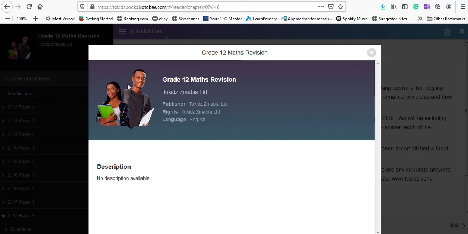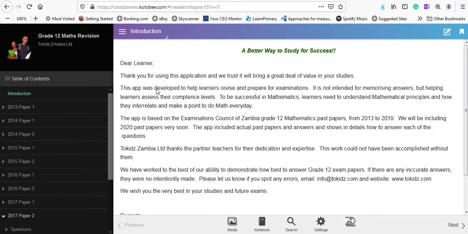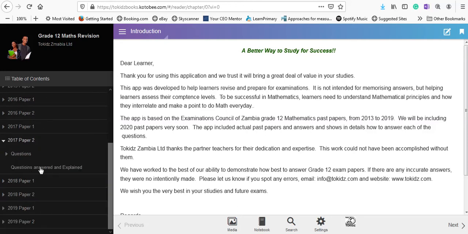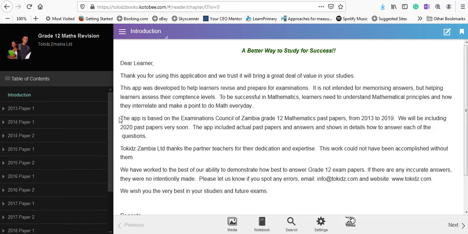Alrighty, so what you can see right here is the introduction. So just cancel that. And then we have the welcome message from the team, just welcoming you and letting you know what this is about. This ebook covers questions from 2013 to 2019, both Paper 1 and Paper 2, as you can see.